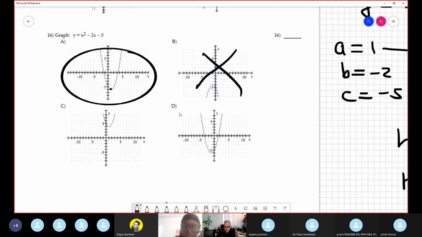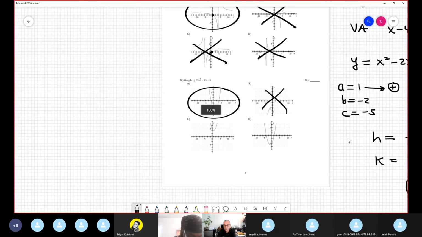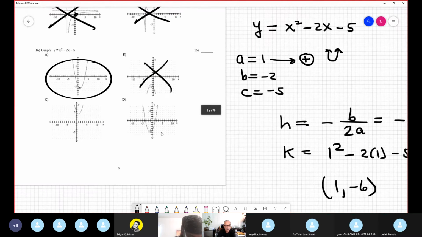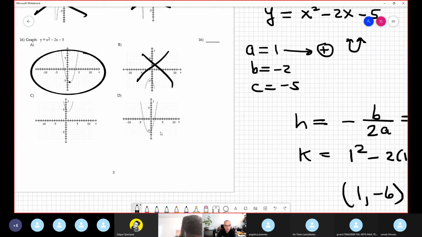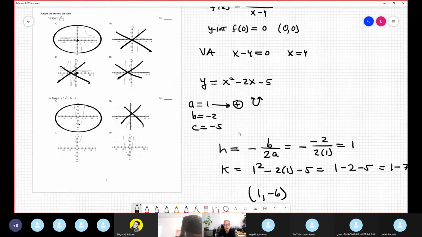Okay, so there are 2 pieces of identification. Number 1, in what direction does it open? Number 2 is the vertex. For example, option D is wrong because it's negative 1, not positive 1. It's positive 1 comma negative 6. Super good.